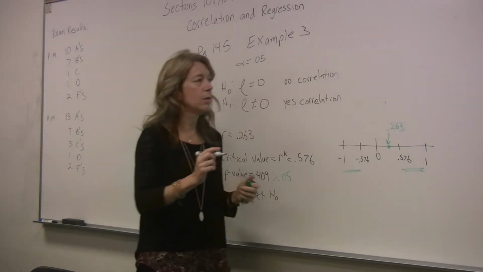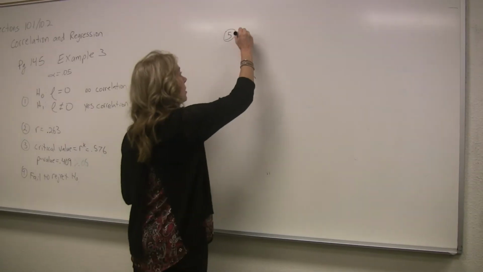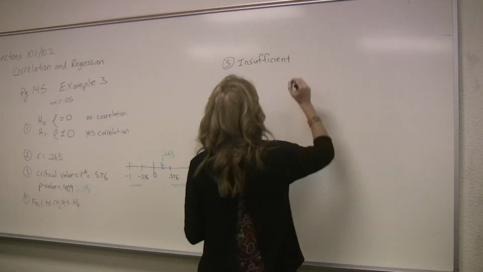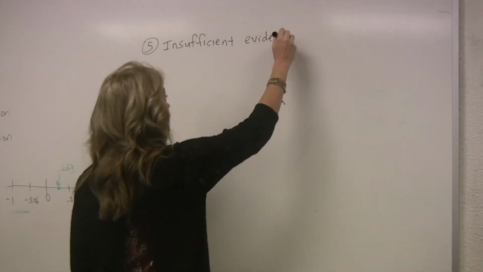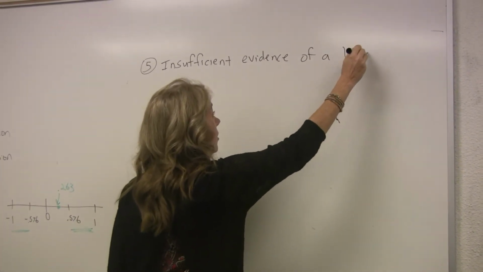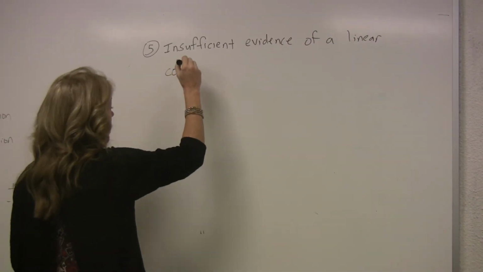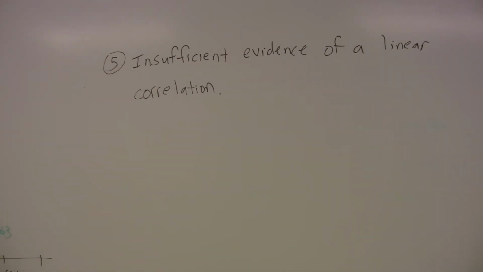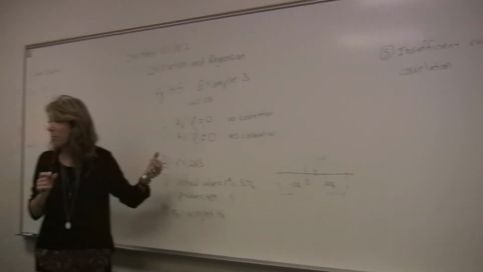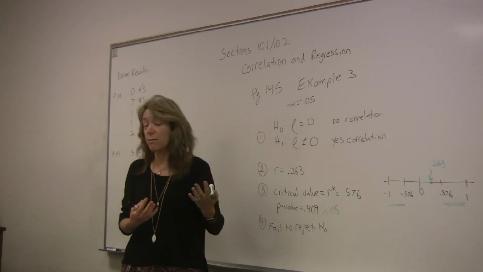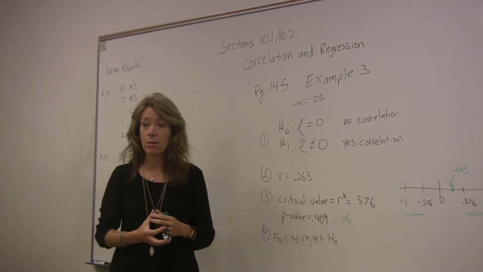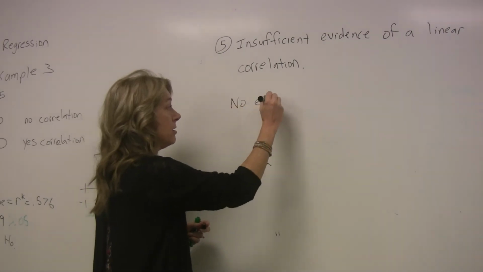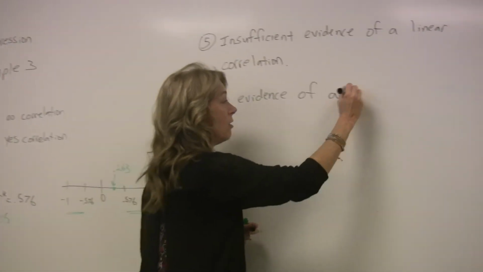What's my conclusion? Well, what does my evidence tell me about correlation or not? That's all we really need to say. Insufficient evidence of a correlation. Either you have evidence of a correlation or you don't have evidence of a correlation. That's really all your conclusions are in this case. Even though my r was not 0, it's a little bit of evidence, but it's not far enough away from 0 to say there is a correlation. You could also write no evidence of a correlation.